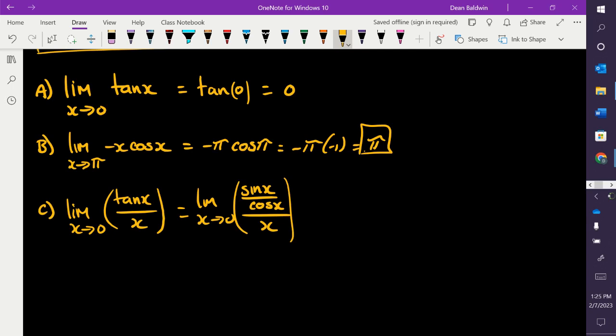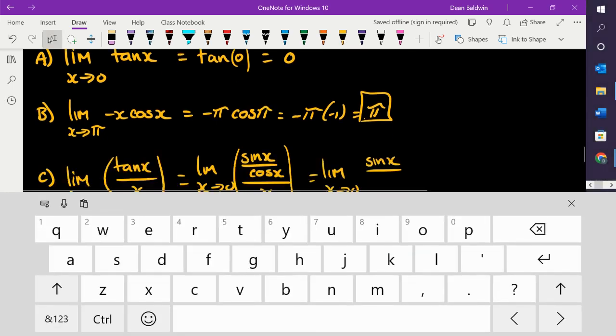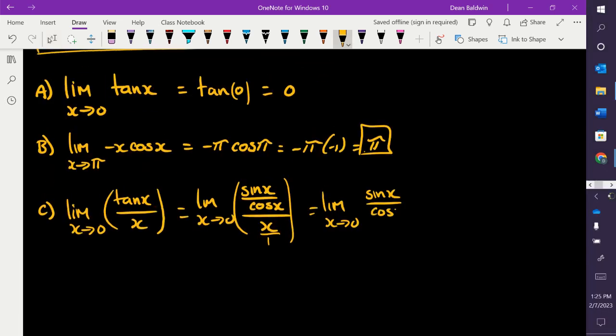These are fractions stacked upon fractions. What do you do when you're dividing fractions? Flip the bottom one and multiply. The bottom fraction is like x over 1, so this becomes sine x over cos x times 1 over x. Still doesn't help us because we still have a 0 in the denominator.